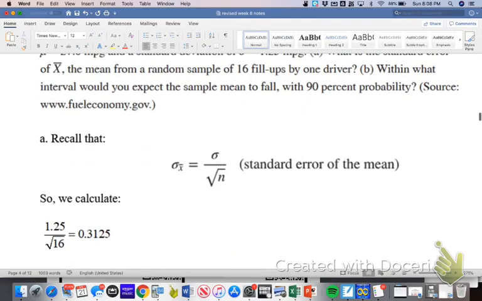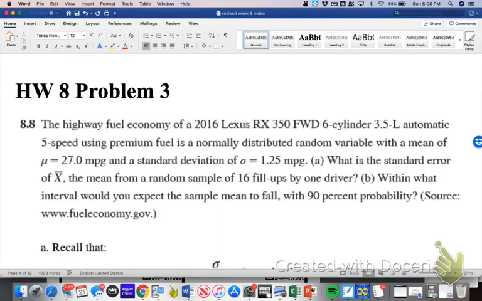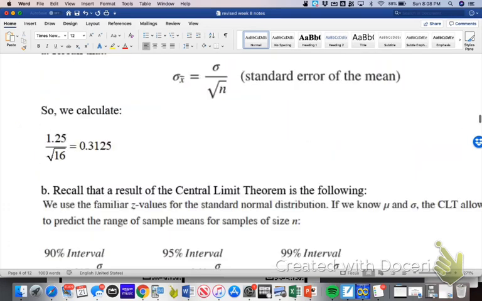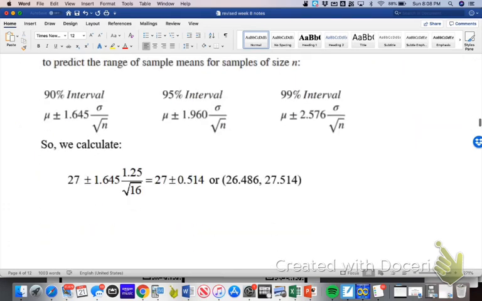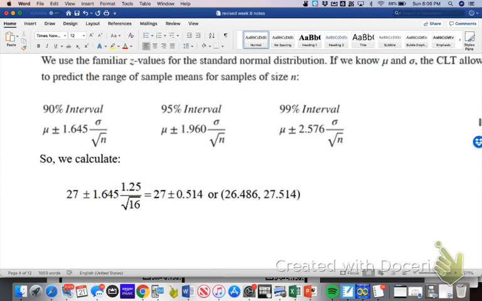So you'll do that 1.25 divided by the square root of 16, round that to 4 decimals, and that gets me the answer to part A of sample problem number 3. Part B asks us, within what interval would you expect the sample mean to fall with 90% probability? And the book goes into a lot more detail about why. So by all means, pretty please look at that if you'd like to know.